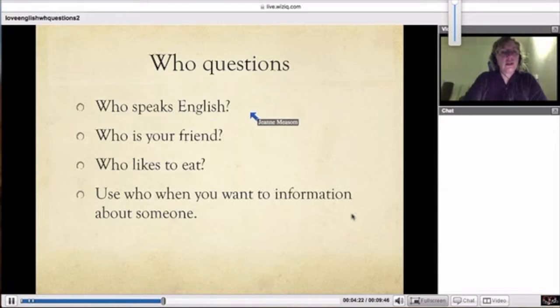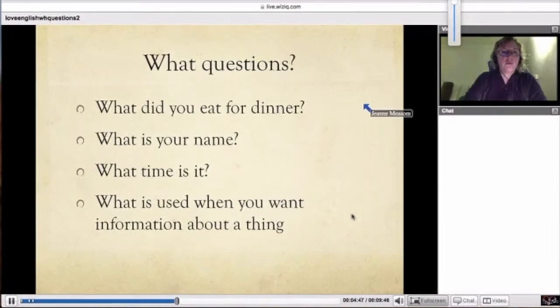So who speaks English? Well, Timmy might speak English. Who is your friend? Well, you may have one friend or more than one friend, but it's always someone who's your friend. Who likes to eat? Again, the question is about a person or more than one person. Okay, so the who questions are used when you want to answer questions about a person or people.